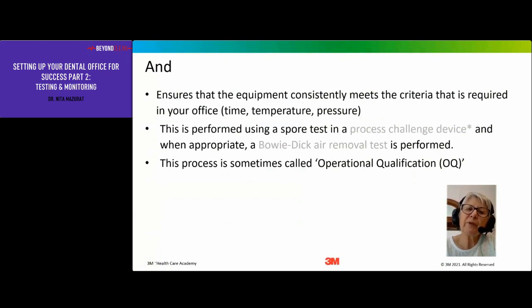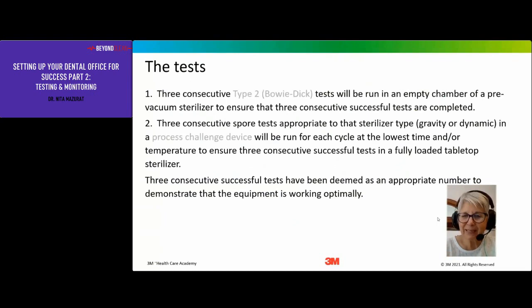This is performed using a spore test in a process challenge device or a PCD, and please don't worry about that yet. I'm going to be describing in detail how to develop your own in-office process challenge device, and when appropriate, a Bowie-Dick air removal test is performed, and we'll talk about that as well. This process is sometimes called operational qualification, or OQ.